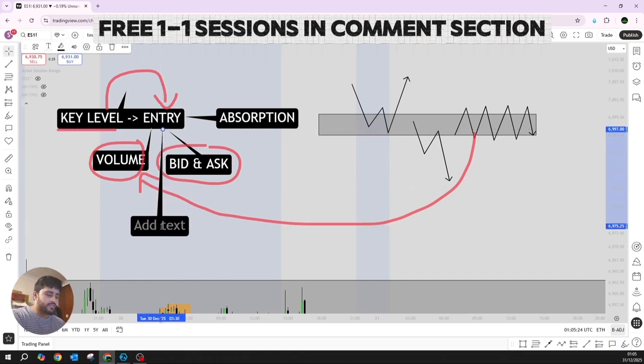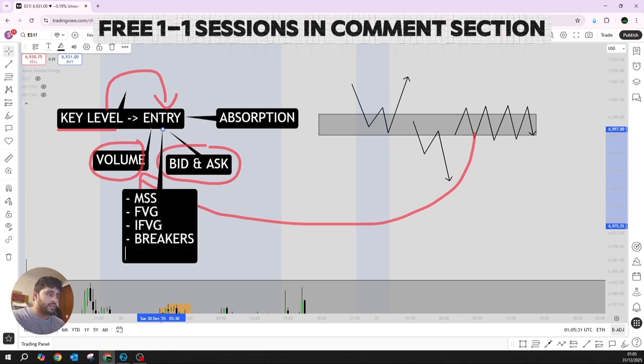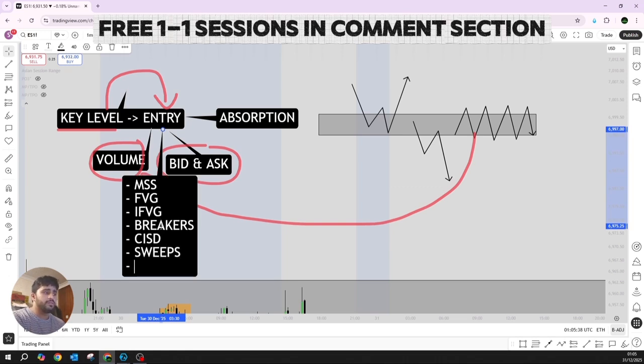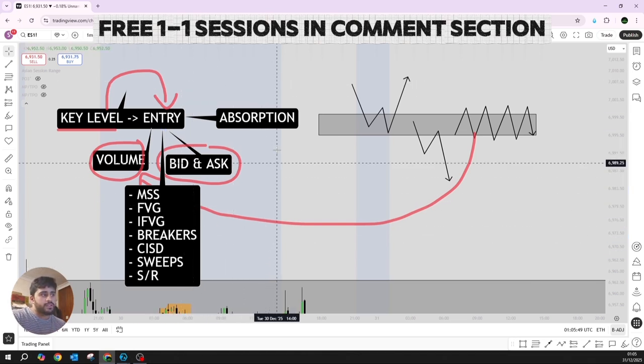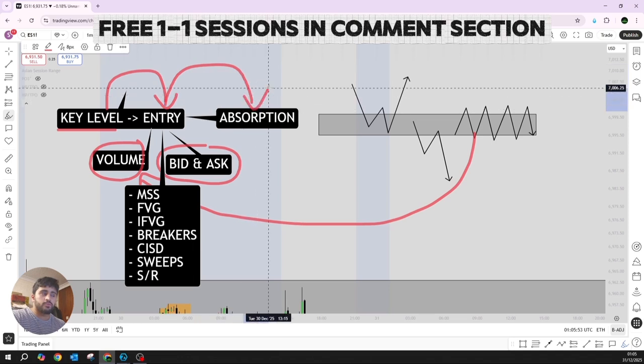There's a lot of patterns that traders use, right? Market structure shifts, they use fair value gaps, inverse fair value gaps, they use breakers, they use CISD, they use sweeps of some kind, liquidity sweeps, even the basics of support and resistance, right? A lot of traders get so wrapped up in the day-to-day of which concept do I use and why should I use which concept. But fundamentally, you're not really understanding why you want to be taking a trade in the first place, which is the third step: absorption. So everything in trading comes down to three basic things.